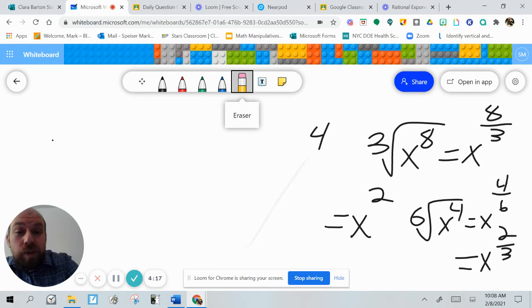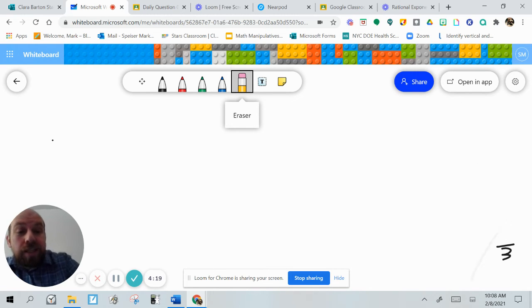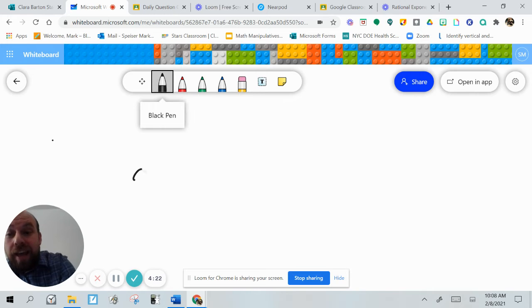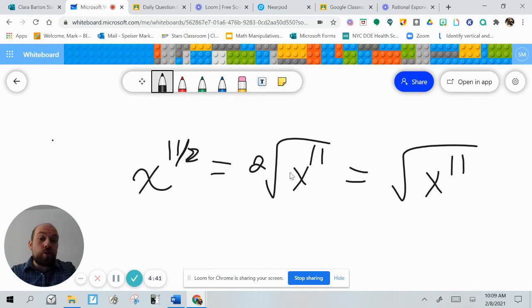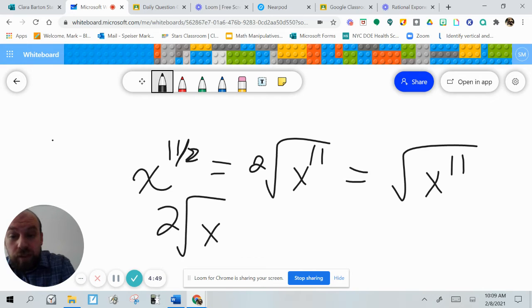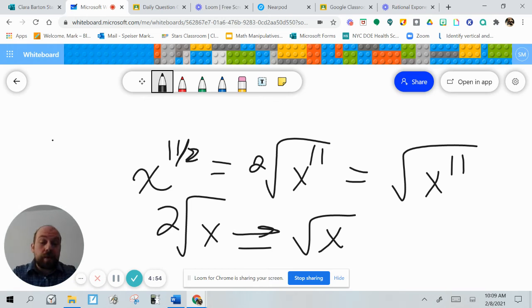One thing to point out before we do the last 2 examples is that if you had a half power, say 11 over 2, and you follow our rule, you have this 2 on the outside, x to 11. Since it's a square root, you don't have to actually write the 2 there. These two are the same thing. When the index is 2, you don't need to write it. This and this are the exact same thing.